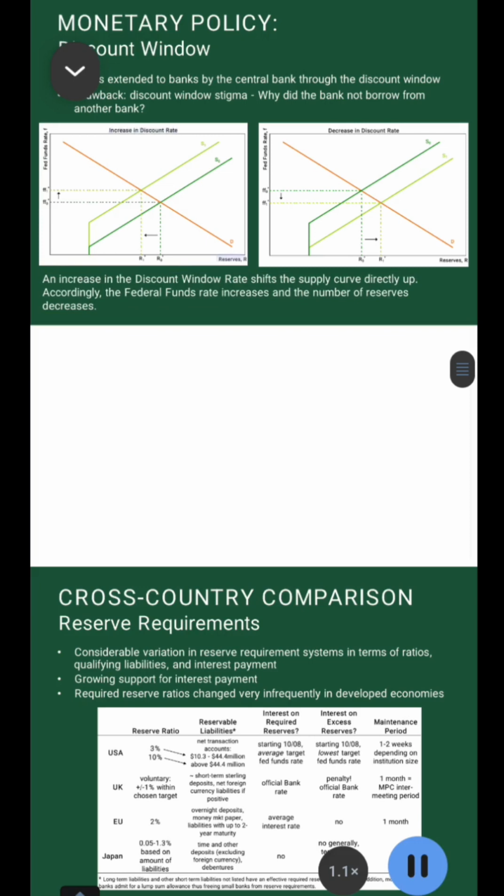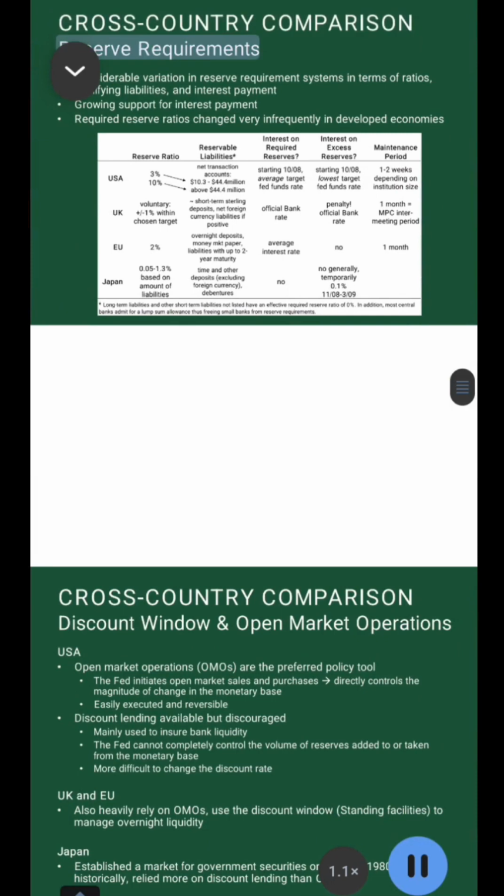Increase in discount rate. Reserves, R, Fed funds rate, FF. R0, R1, FF0, FF1, D, S0, S1. Decrease in discount rate. Reserves, R, Fed funds rate, FF. R0, R1, FF0, FF1, D, S0, S1. Cross-country comparison. Reserve requirements.